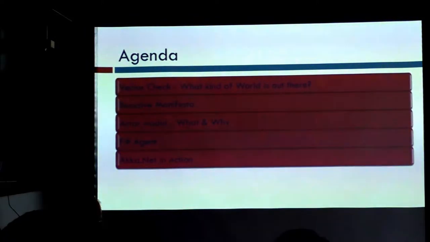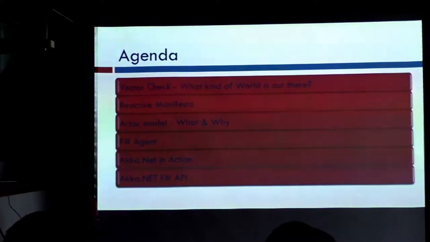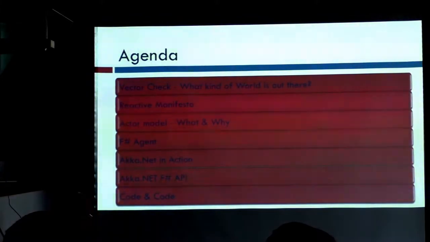So this is the agenda for today. I will talk a little about what's going on out there. The world is changing. Briefly about the reactive manifesto. Then I'm going to talk about what and why the actor model. Then the F-sharp agent. I won't spend much time there, but I will talk about it because there is a misconception between agent and actor. Sometimes people use the same word for both, but there are some differences. And then Akka, the F-sharp API, and then we're going to jump into code, finally.